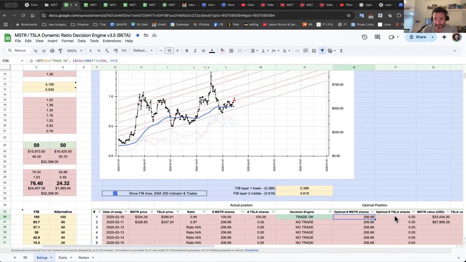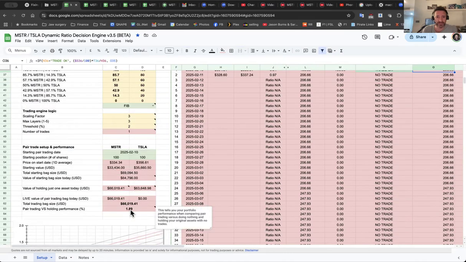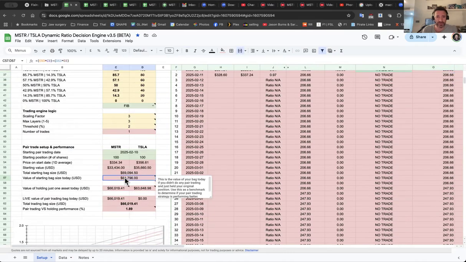And then that gives you 206 shares of MicroStrategy, and straight away you've got 1.89% profit. So this is what you would have if you had kept 100 of each. You'd have 64,000. But because you swapped fully to MicroStrategy, you've avoided the Tesla downturn that we've had the last few days, and MicroStrategy has kind of been okay. So you've got a bit of profit.